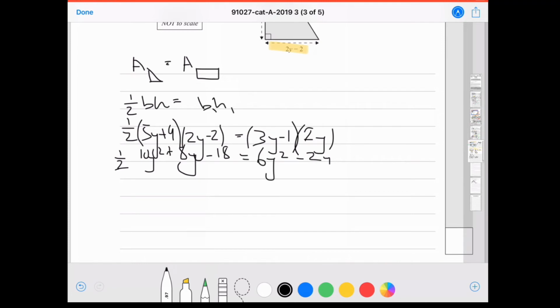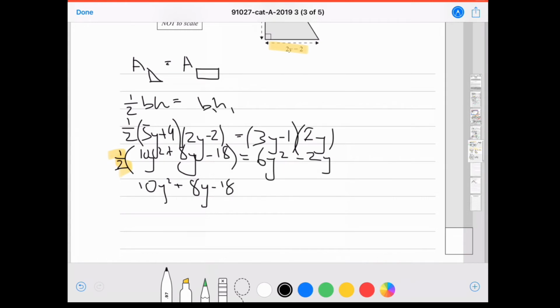Now we've still got this half to deal with on the left hand side. You could apply it to the 10y squared plus 8y minus 18, but it's a little bit complicated, especially if it doesn't work in other scenarios. So we're going to move the half to the other side. Let's keep the left hand side as 10y squared plus 8y minus 18.